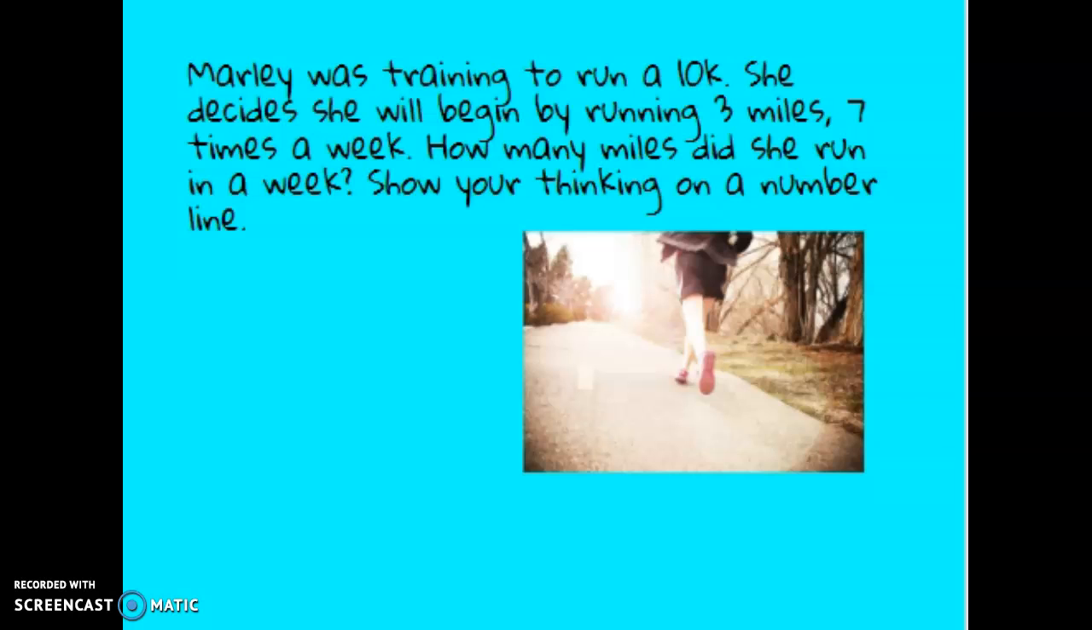So our problem says that Marley was training to run a 10K. She decides she will begin by running 3 miles 7 times a week. How many miles did she run in a week? You're going to show your thinking on a number line. So we're going to pull up our number line from our virtual manipulative slide, and we're going to make this problem on that number line. So it's telling us that she is going to be running 3 miles 7 times a week.